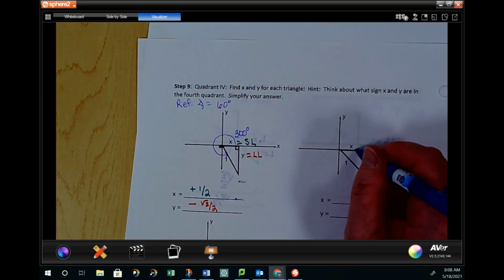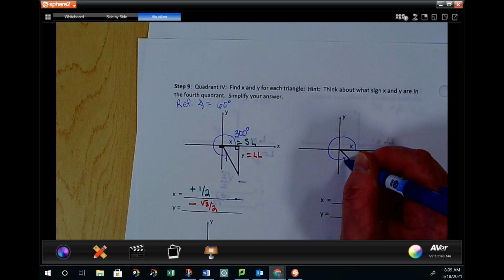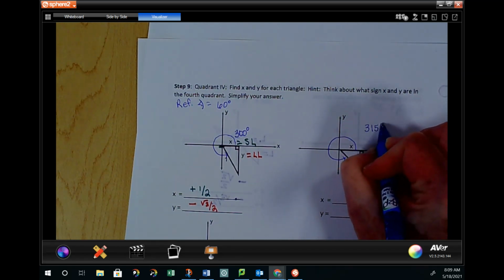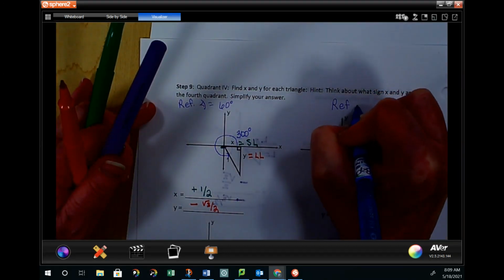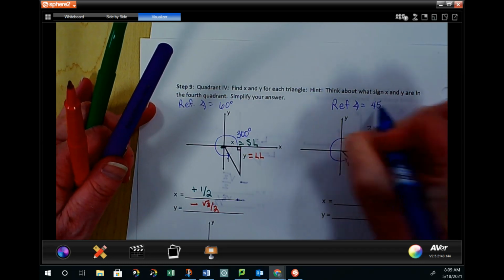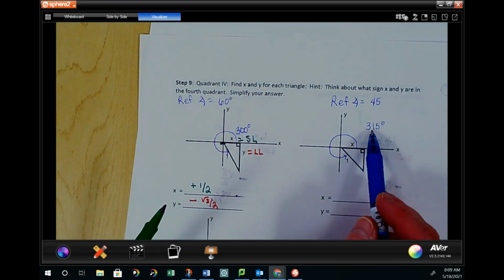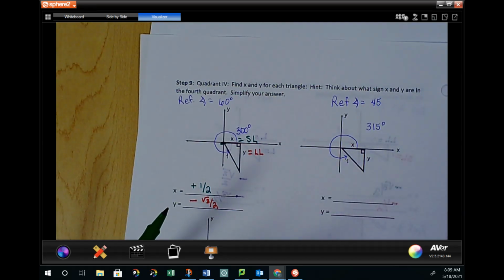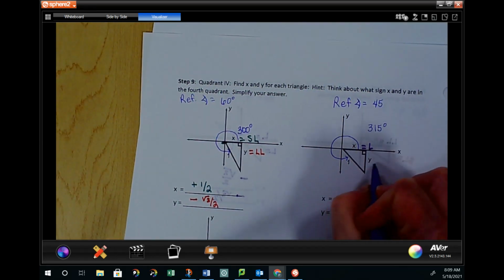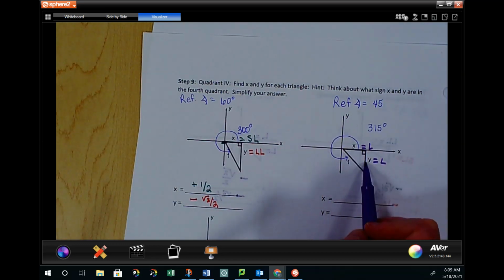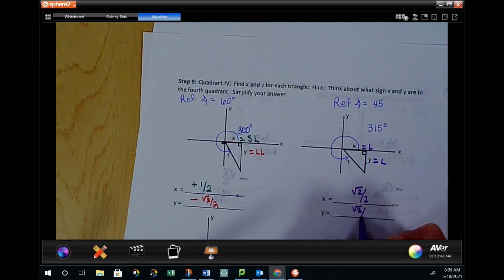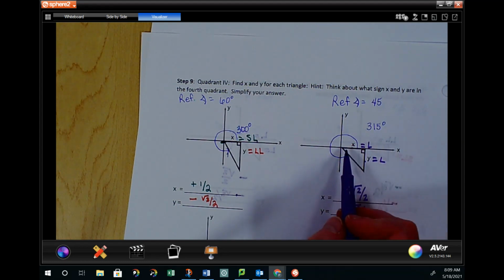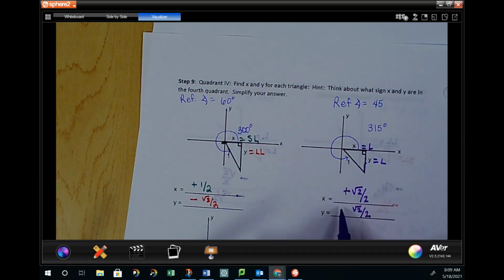And then we're going to go over here to this one. Let me go all the way over. So that's 315 degrees. So that 315, my reference angle is going to be 45, because 360 minus 315 ends up being 45. So my reference angle is 45. So these are my legs. This is a leg. This is a leg. They're exactly the same. The X and Y value is exactly the same. So it's the square root of 2 over 2, square root of 2 over 2. And now we look at the direction. So I'm moving to the right, so that's positive. And then I move down, so that one's negative.